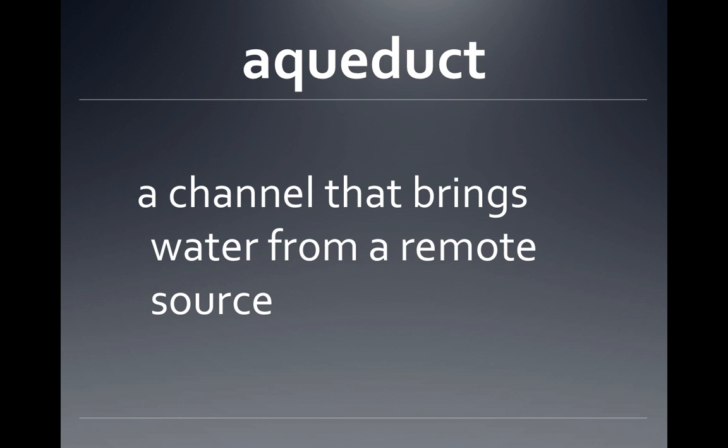And so the government of California built aqueducts, channels that take the rainwater from the north and bring it down the length of California to the south where it's much more dry to be cleaned and purified and then used as drinking water. The word is aqueduct.